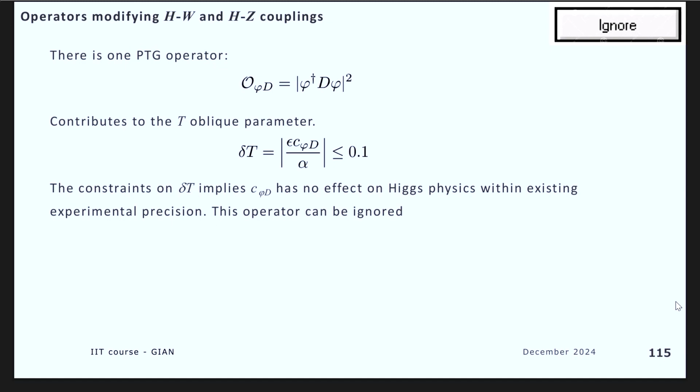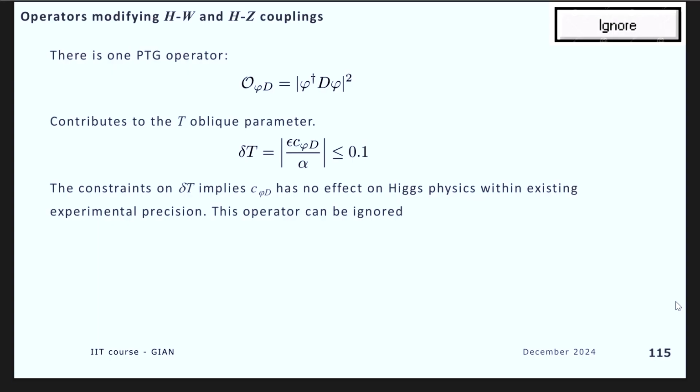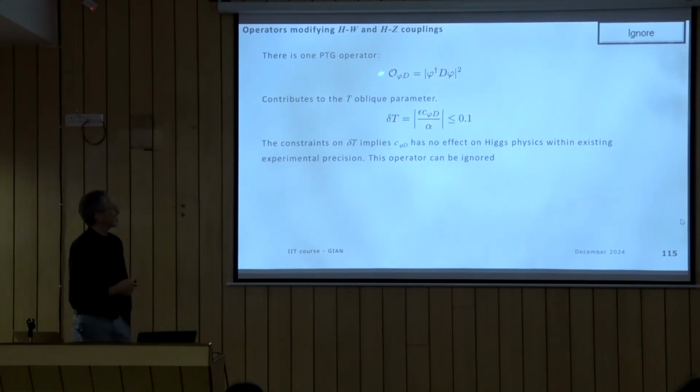And therefore, this operator changes that. Instead of being 0, it is this thing, C sub phi d times epsilon, which I remind you is v squared over lambda squared, and divided by alpha. That alpha shows up because of the definition of what the oblique parameter is. In the standard model, this is 0 at tree level, and it has been very precisely measured. When I last checked, it was of the order of 10%.